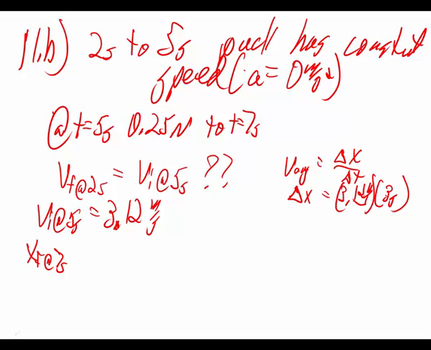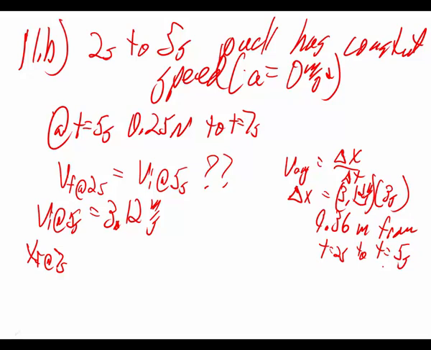Is that right? 9.36 meters from time 2 seconds to time 5 seconds. You see what I did there? I'm finding the amount of displacement during that 3-second time interval because it's constant speed.